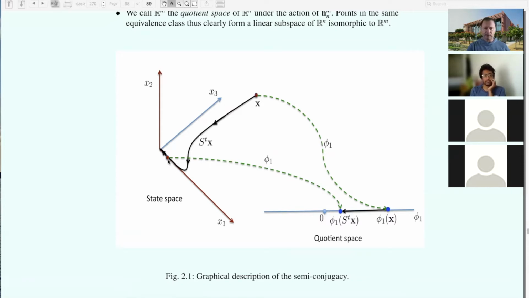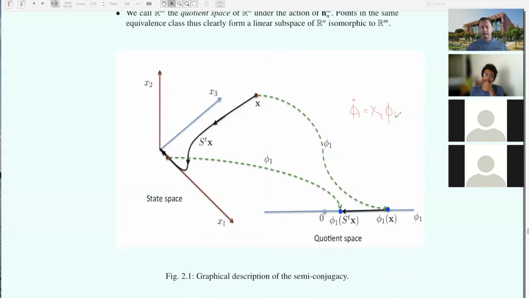S^t is the flow on this space, yeah? And in our case, currently, what we're discussing, that's a linear flow. So this would be e to the A t x. But the point is that phi_1 has linear dynamics. So phi_1 dot is lambda_1 phi_1.